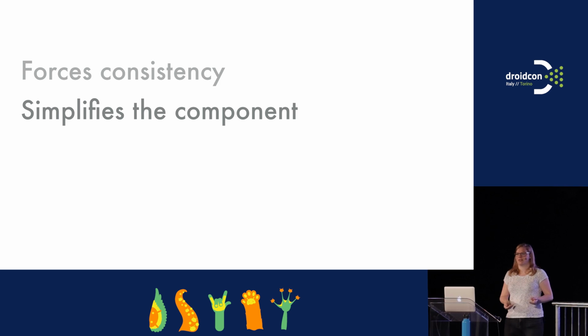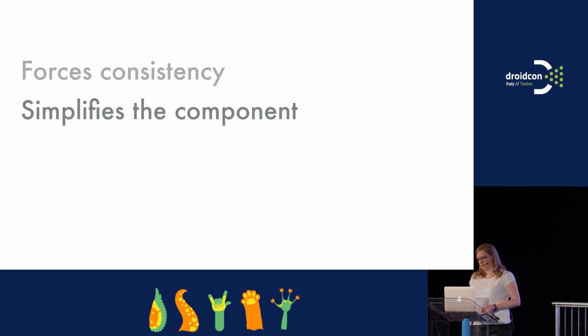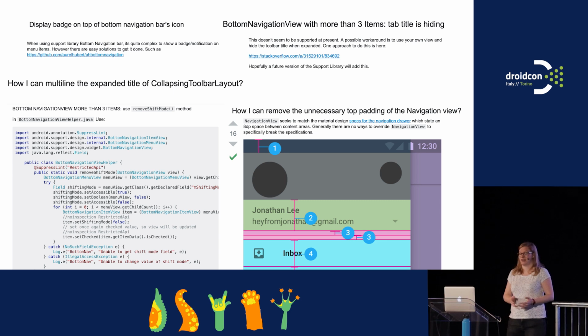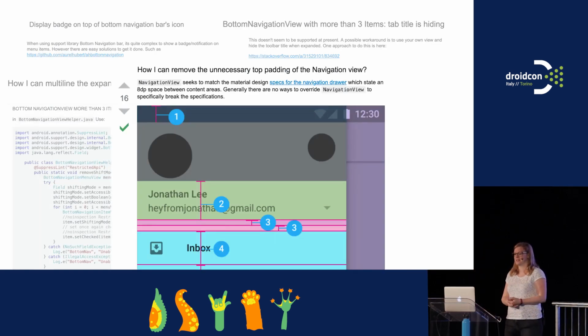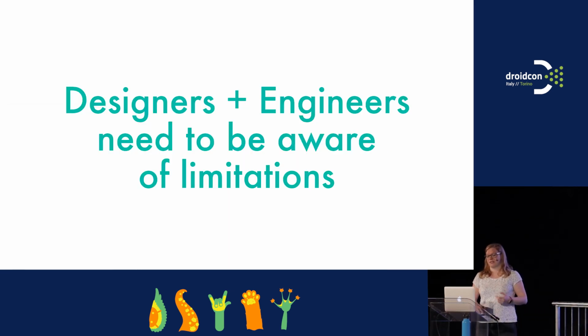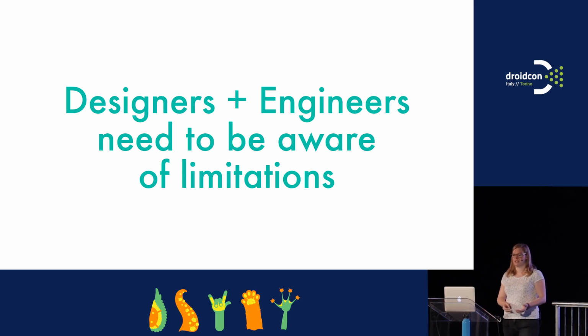Now, you might have run into issues like this with some material design components. Maybe you tried to have a multi-line text on the collapsing toolbar, or you tried to show a tab title for the bottom navigation view when there were more than 3 tabs, where the title would actually hide automatically. These things are surprisingly hard, and it turns out there's a reason for that, because they want to be consistent. They don't allow it on purpose. Now, there's probably a smaller likelihood that this happens if we control both the component as well as the application. But both designers and engineers need to really be aware of the limitations. And sometimes it does mean adding exceptions.